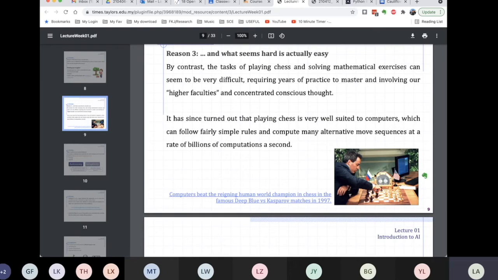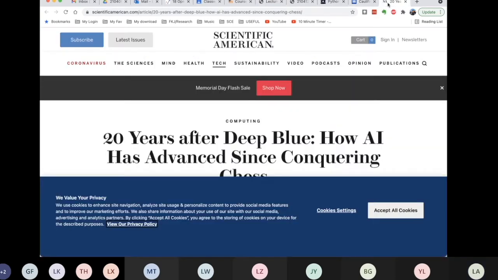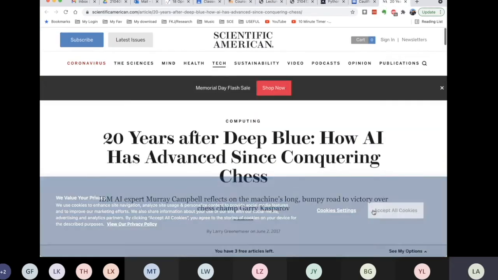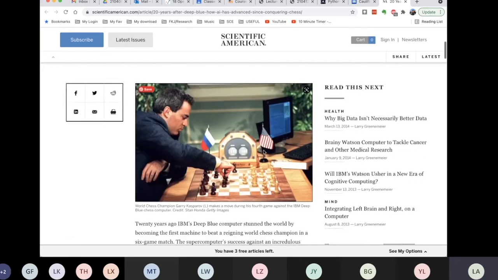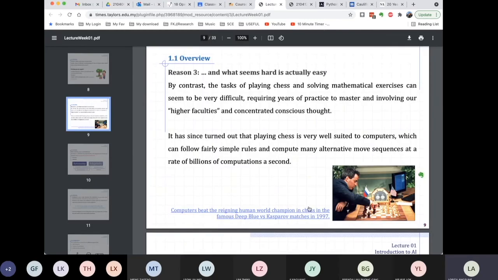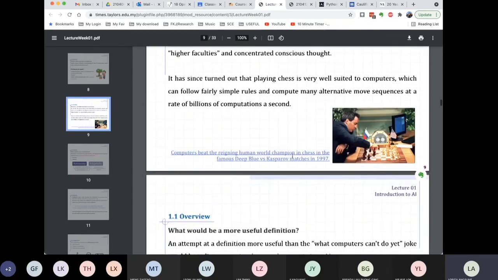In 1997, computers beat the human world champion in chess, in what we call the Deep Blue versus Kasparov matches. You can also check out this link here. This one was quite famous back then in 1997. What happened about 20 years after Deep Blue, and how has AI advanced since conquering chess? Do you think today we still consider a computer playing chess as part of AI? This is the link you can read on your own. It's quite a long article.